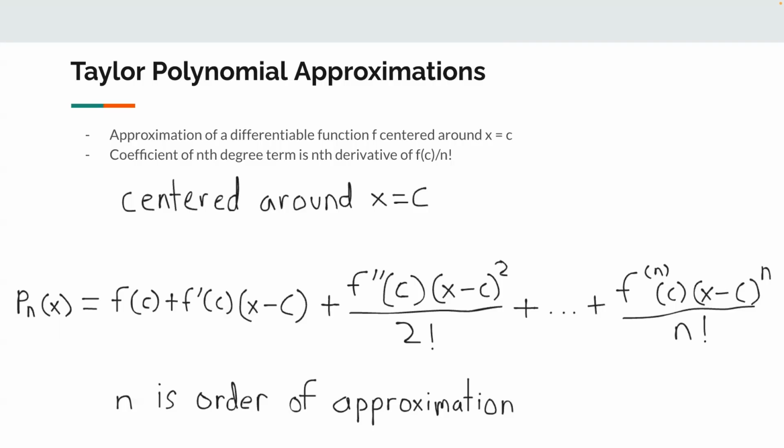So on the exam, you may be asked to do the third approximation or the fourth approximation. You just use this formula up to the third or fourth factorial, or whatever, and just plug in the values. You might be asked to approximate a value x, so you'll plug in x there around a certain x equals c, and you'll plug in c there.